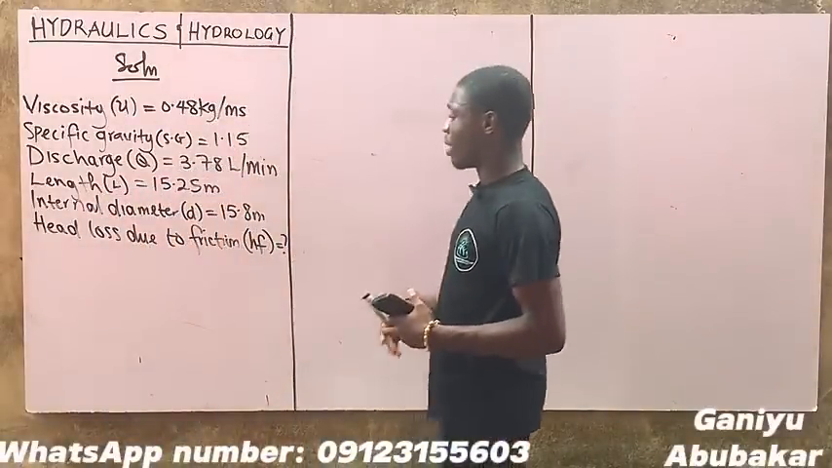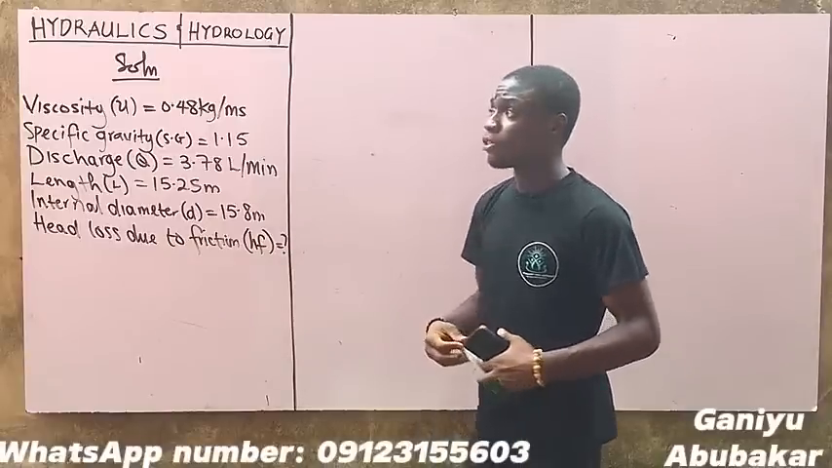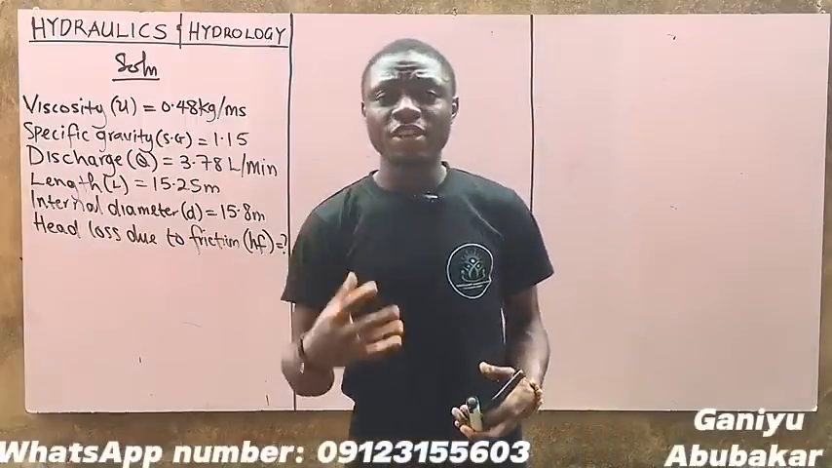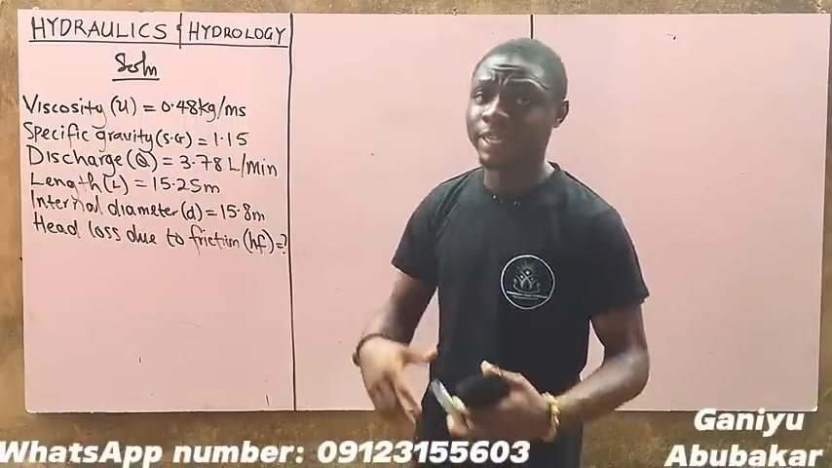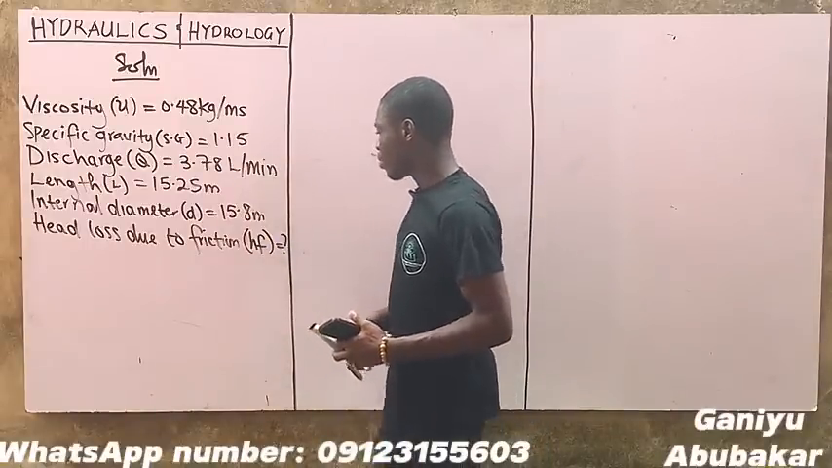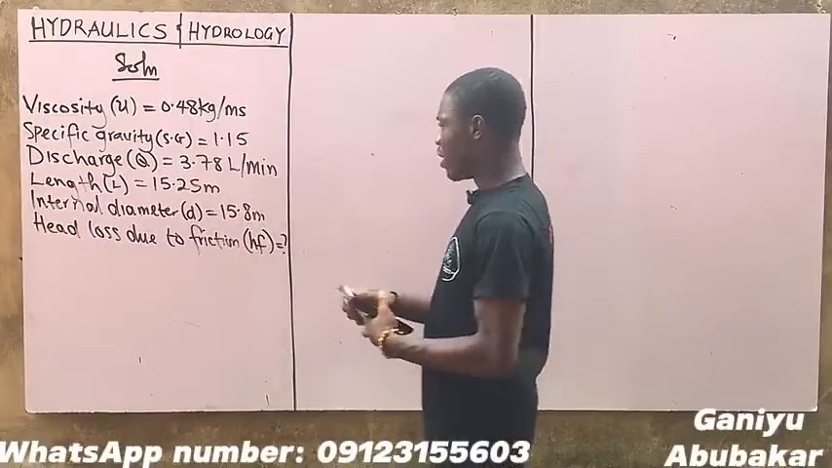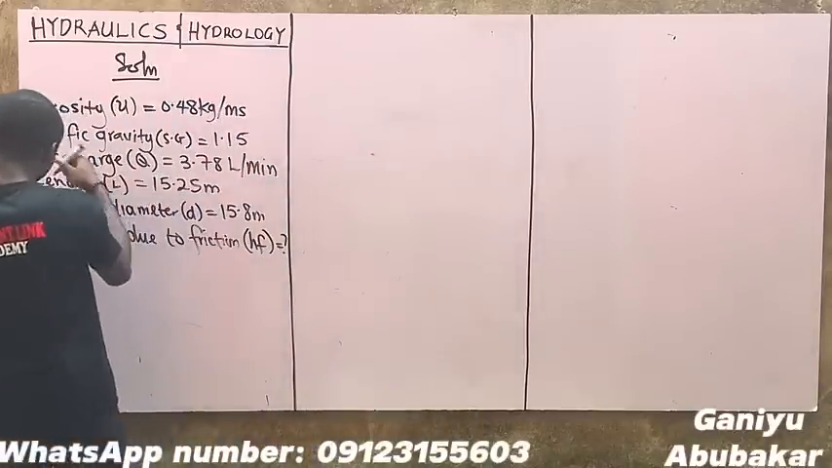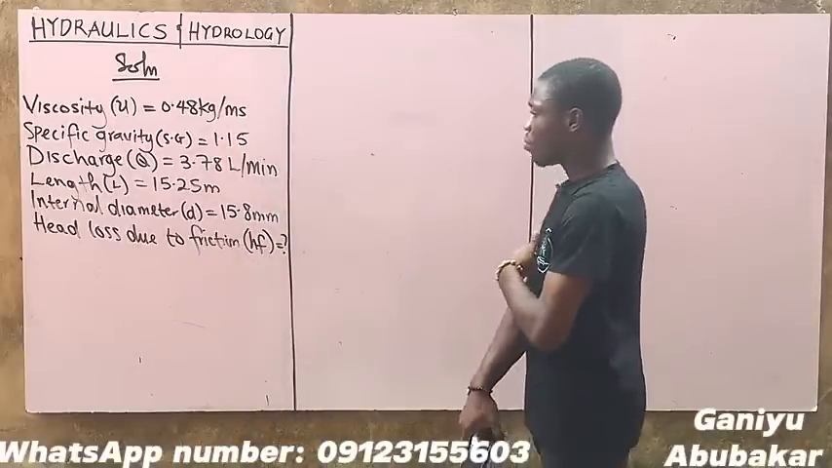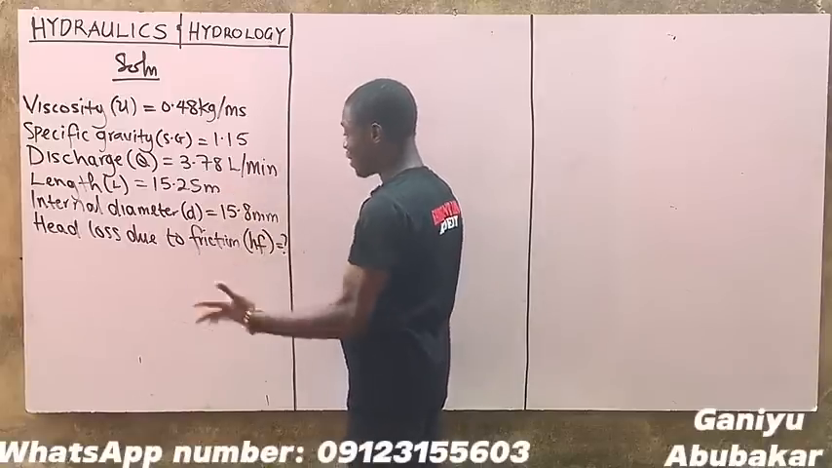After looking at the parameters, before you start solving, your first priority is to check the uniformity of the given units. In layman's language, check whether you need to convert. The internal diameter is in millimeters, so I have to convert it to meters because my length is in meters.